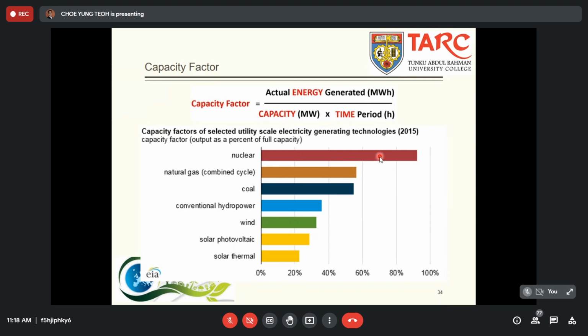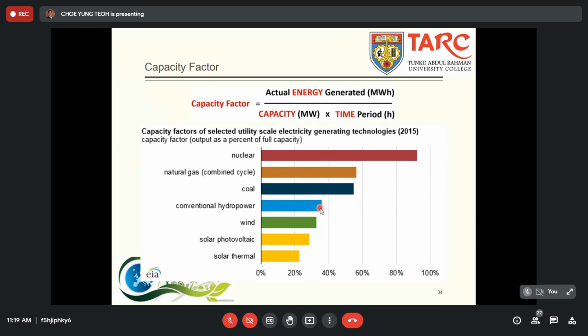Okay, but nuclear, not so much. Okay, and then you have the hydropower. Hydropower here, the capacity factor is around 30 something, 35 or 40. But this is not because of the maintenance. Because you do not have so much water.